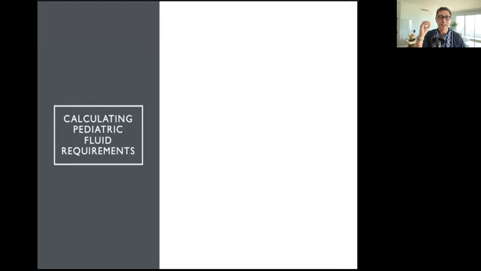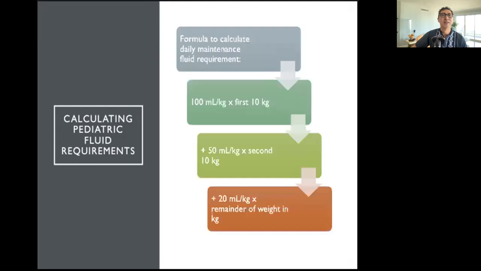There's a precise formula that we follow for these guys because we don't want to give them too much fluid because they have little bitty hearts. They have little bitty bodies. If I give this kid a 500 bolus, they're going to go to CHF right away. So here's the formula for that. Formula to calculate daily maintenance fluid requirements. How much are they going to need?